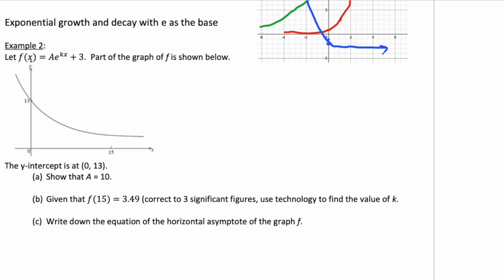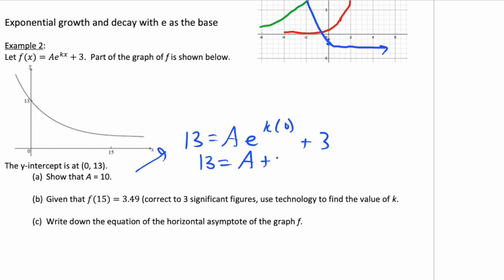So here's f of x equals this function here. They give you the y-intercept, and ask you to show that a equals 10. Well, that's just a little bit of substituting in. We can substitute in 0, 13. So 13 equals a e to the k times 0 plus 3. It's very nice plugging in 0 into these equations because anything to the power of 0 is 1. So we get 13 equals a plus 3, a equals 10.